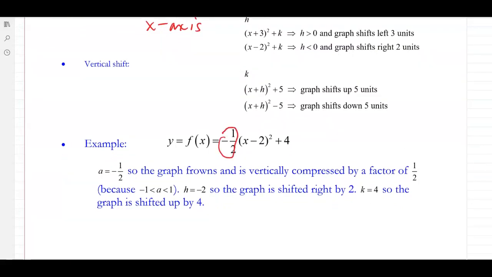And the example here on this page, we see that just like in our example in our lesson, the a value is -1/2, and so the graph frowns, and it's vertically compressed by a factor of 1/2. Now the h value here is a 2, so the graph is shifted right by 2, and then the k value is +4, so the graph is shifted up by 4. And so there's an example of the vertex form in action again and how we interpret it.